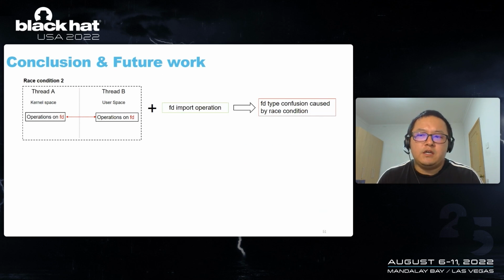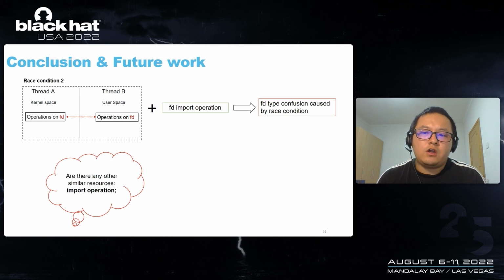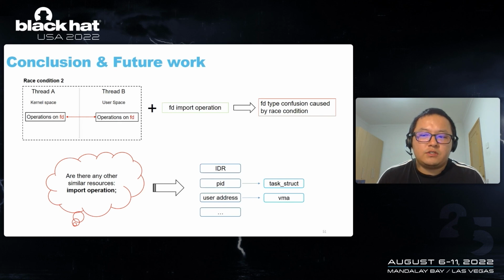I also discussed the FD type confusion issues caused by a race condition in the FD import operation. There is also a really obvious question we may need to ask ourselves: are there other similar kinds of resources, just like the file descriptor, on which similar import operations can be performed in the kernel? The answer is yes. There are quite a few resources on which we can perform similar import operations in the kernel, such as IDR, process PID, user virtual address, and so on. So we can try to find similar issues in these resources.